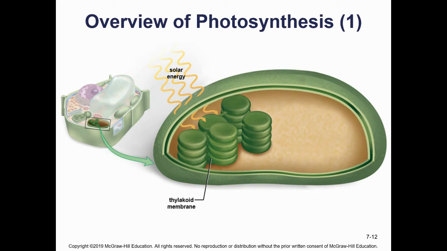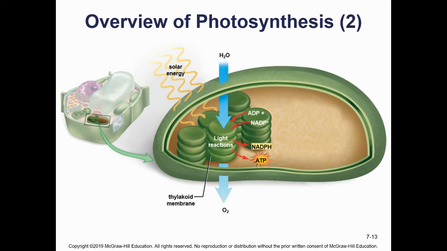All right, so big overview. We zoom into a mesophyll cell, and here is my chloroplast. Here's my thylakoid membrane in the grana. All this is the stroma. I have my solar energy coming in. I have my water that has come in. The solar energy is going to split the water, so oxygen is going to leave.